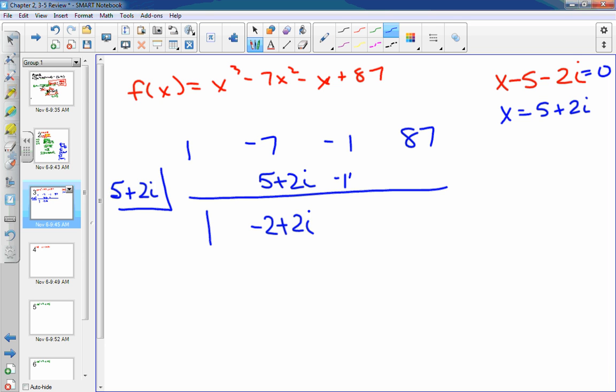-14 plus 6i is the correct answer. Please make sure you put parentheses around things. If you do not put parentheses around 5 plus 2i times parentheses -2 plus 2i, you will not get the right answer. Now add that together. That's going to give you -15 plus 6i.